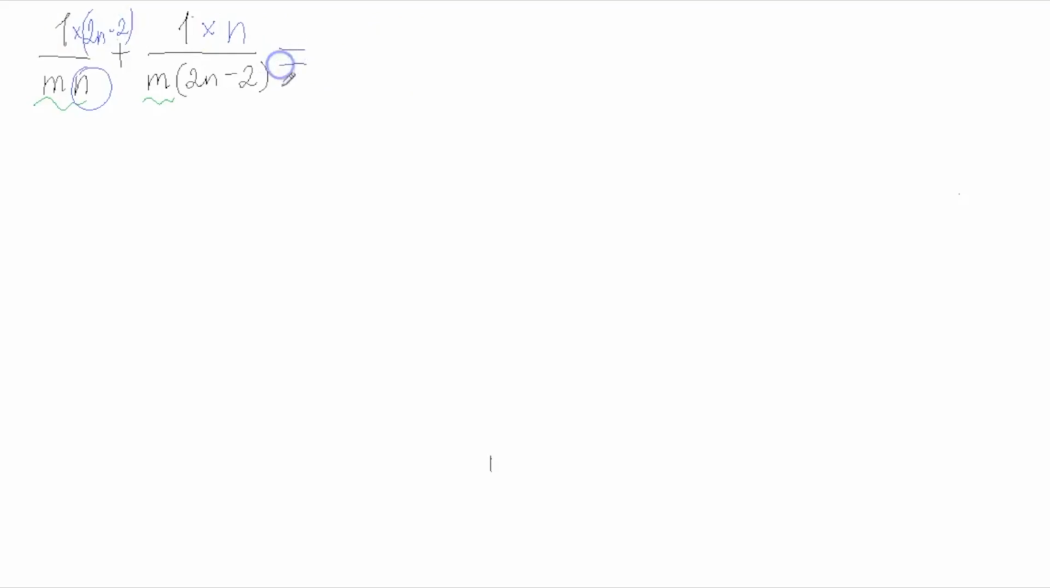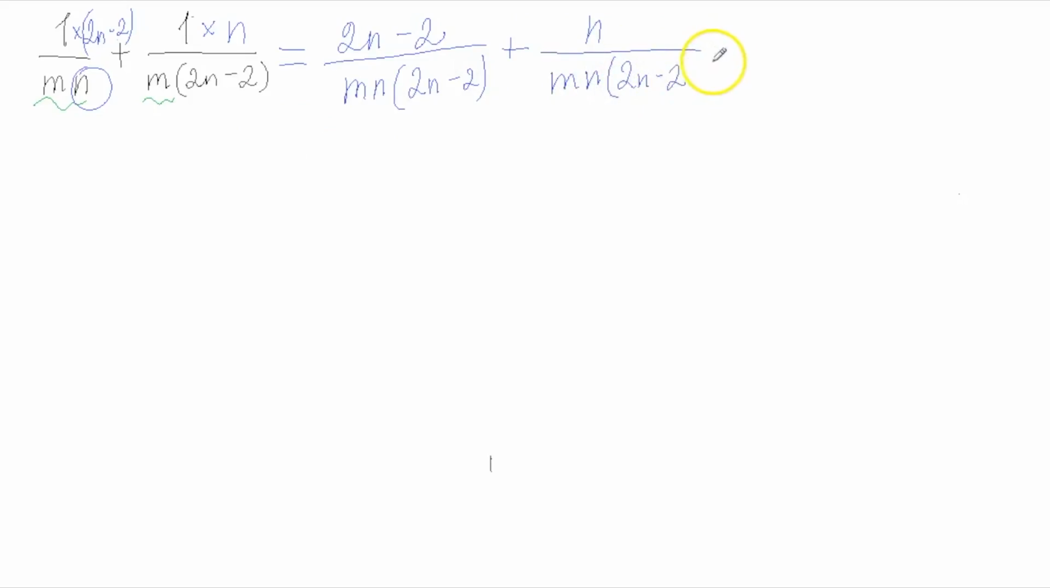So then we proceed with 2n minus 2 over mn(2n minus 2). That's the common denominator, plus n over, again, that obnoxious mn(2n minus 2). And then you turn that into a single fraction with that mn(2n minus 2). And then here you have 2n plus n, that will be 3n minus 2.